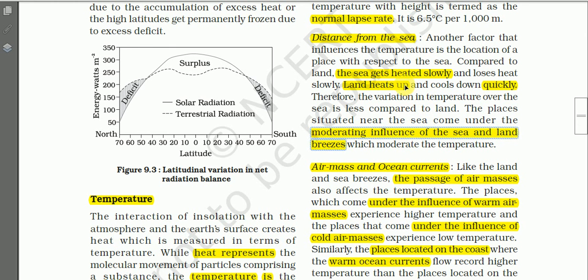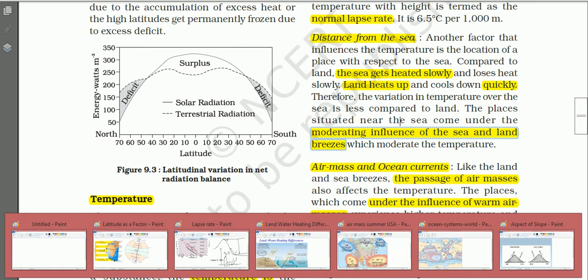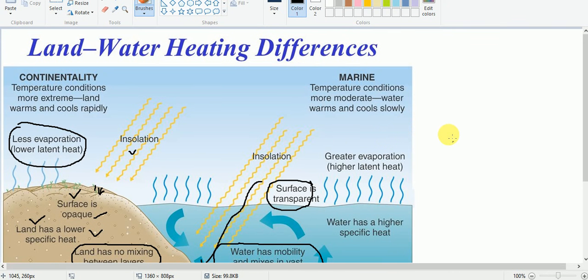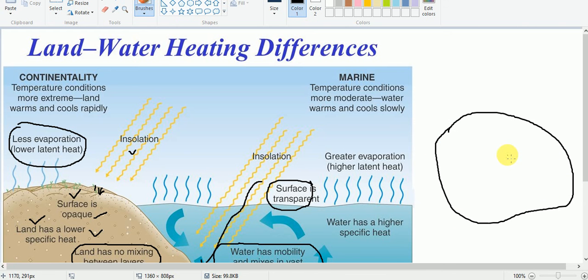And you must know that places very far away from the sea will be different. See, for example, here this is a very big continent, and if a country is located here at the center of a continent, the moderating influence of the sea will not be there because it is located very far away from the sea. And that is why this country will be very hot during the summer and very cold during the winter.